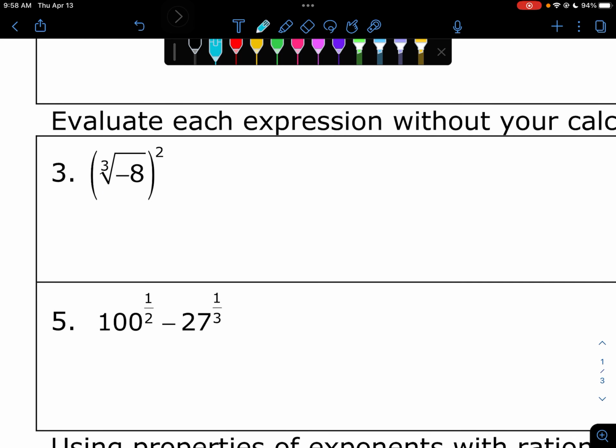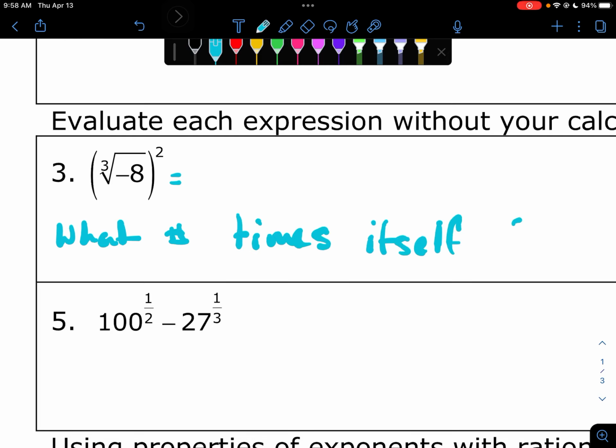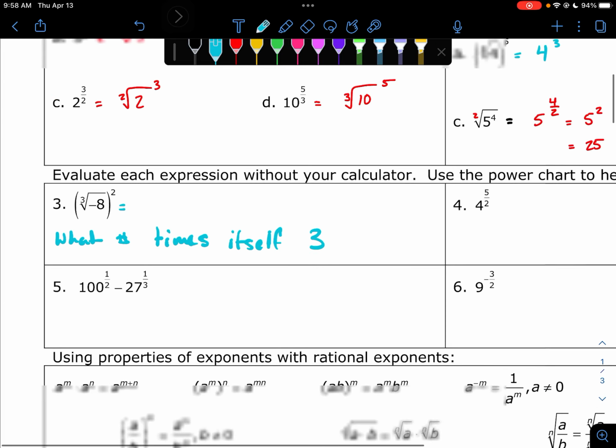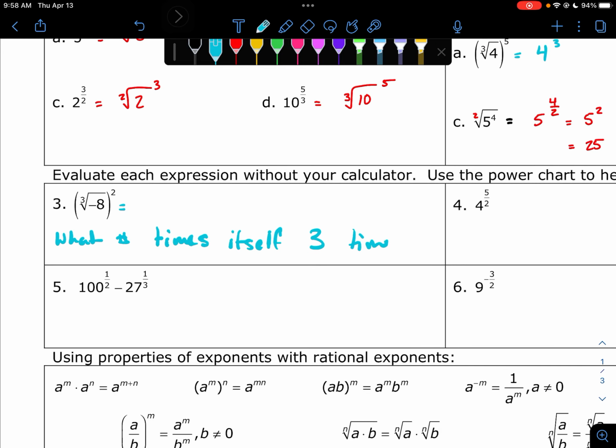So let's take a look at this. -8, and we have to take the cube root of that and then square it. So when I'm taking a cube root, I'm asking myself, what number times itself 3 times is -8?